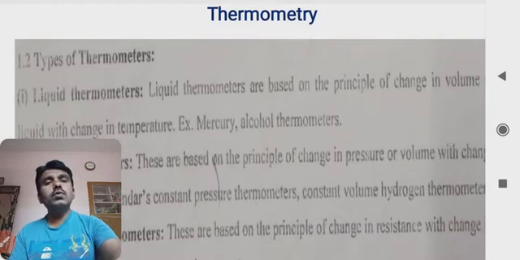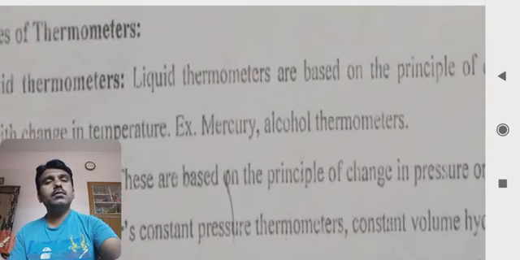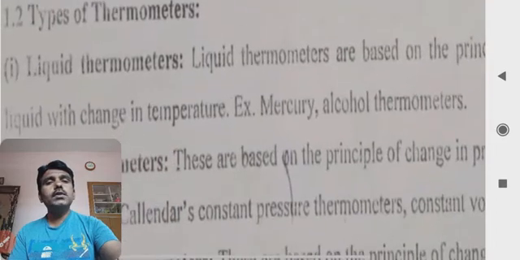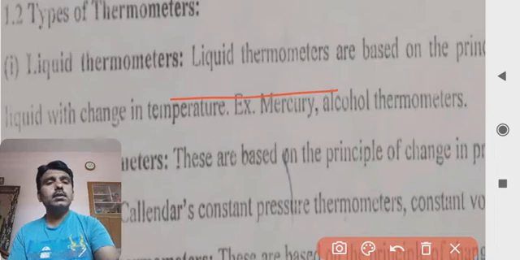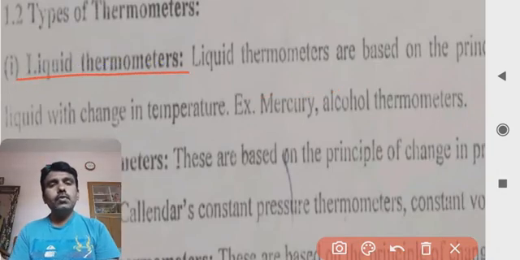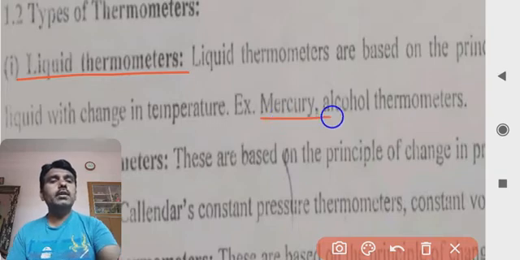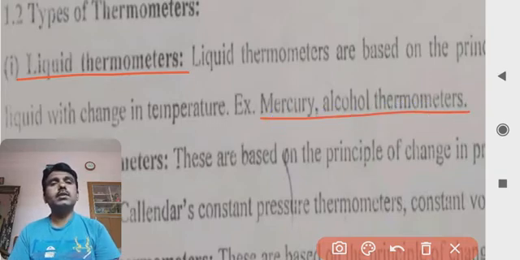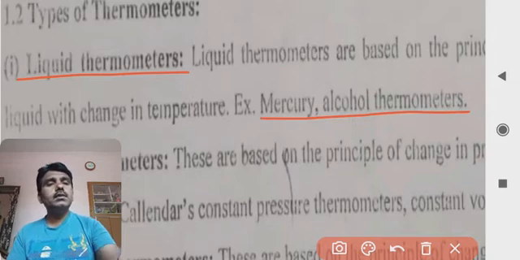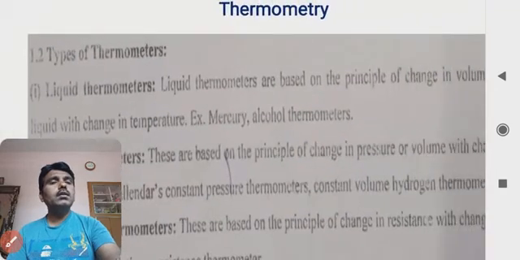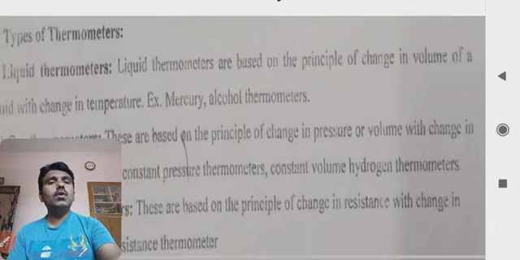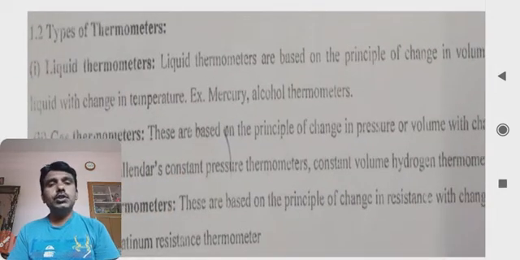So let's move towards the types of thermometers. The first one, which we have already seen, is called liquid thermometers. The mercury and the alcohol thermometers come under these liquid thermometers. The liquid thermometers are based on the principle of the change in the volume of a liquid with the change in the temperature.